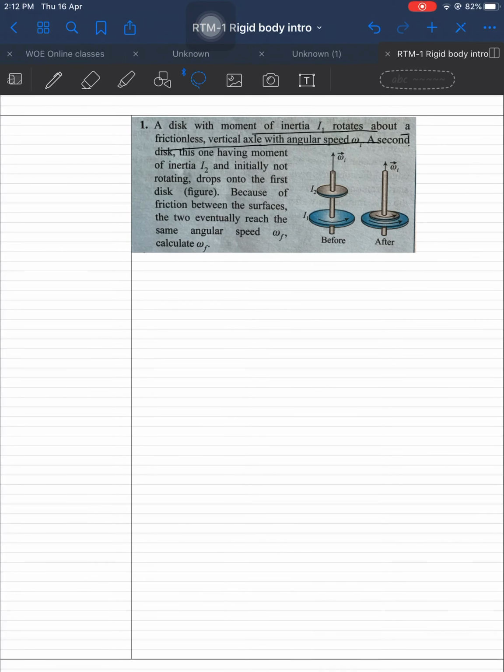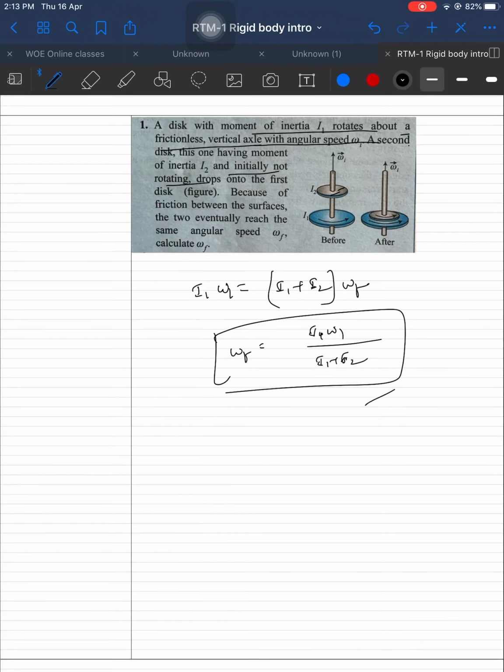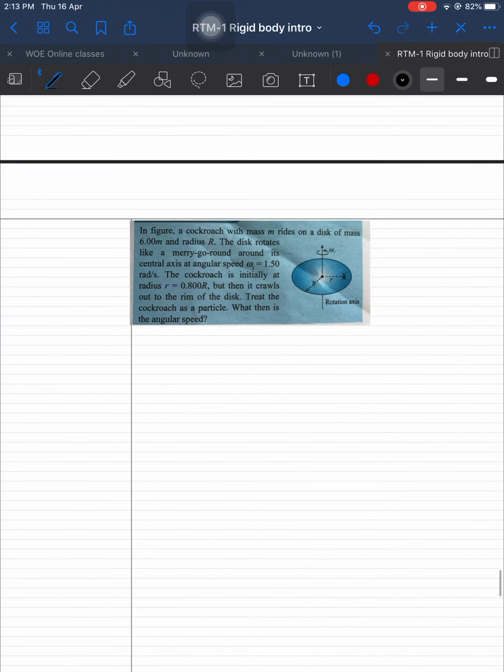Initially it rotates with I1 and angular velocity omega 1. Finally, when the other block is kept, I1 plus I2 are added, and about the center of mass it has angular velocity omega. Initially the second disc is at rest, not rotating. So omega final is equal to I1 omega 1 by I1 plus I2. That's all. Simple, these questions are not so difficult.